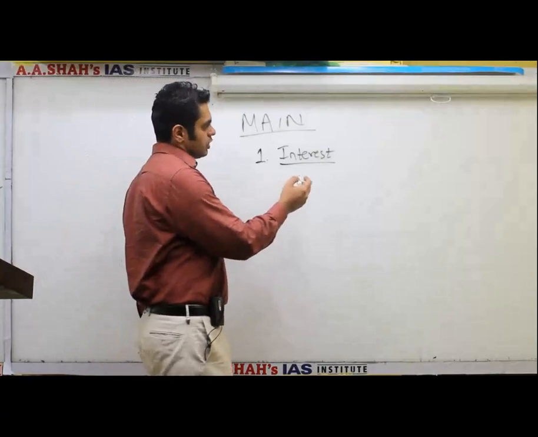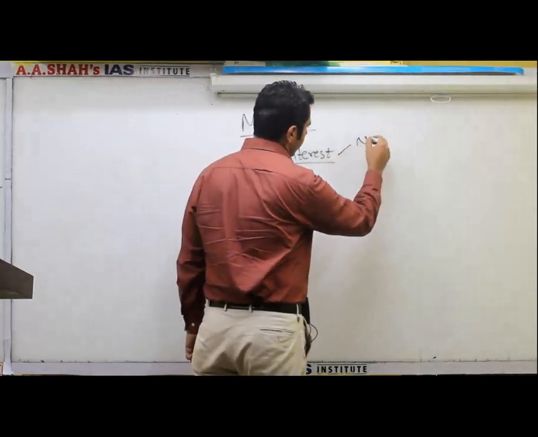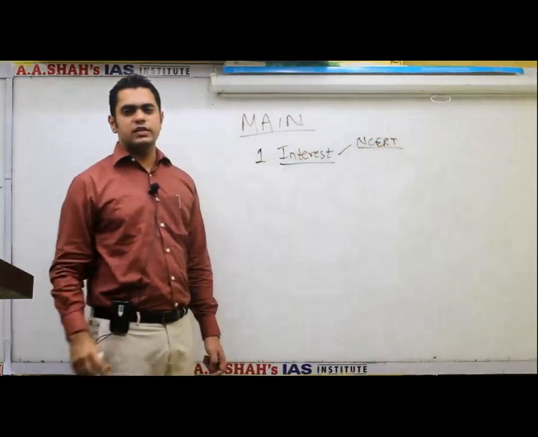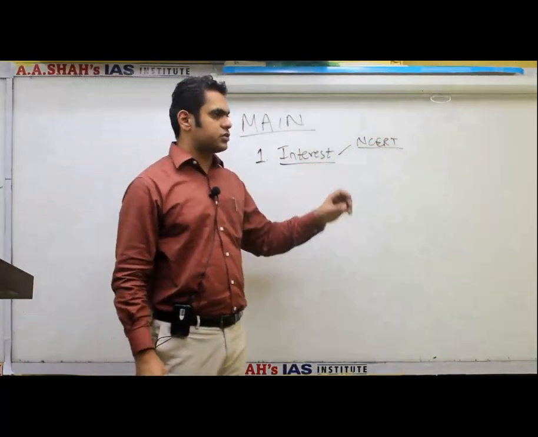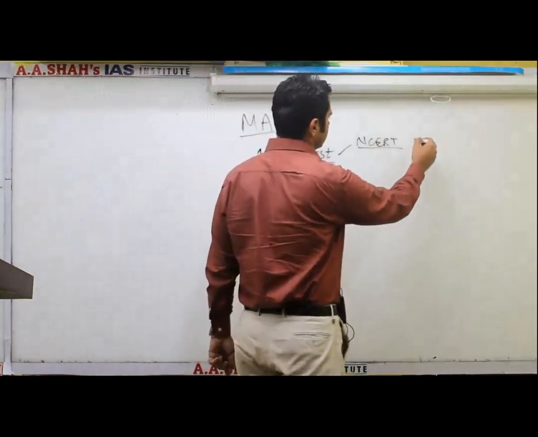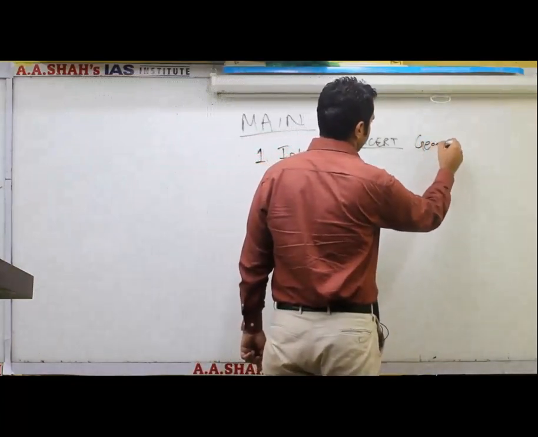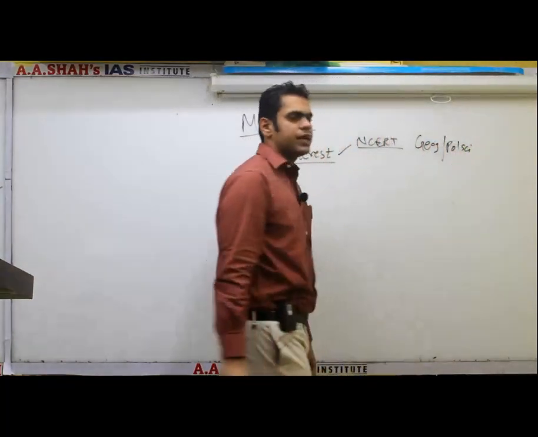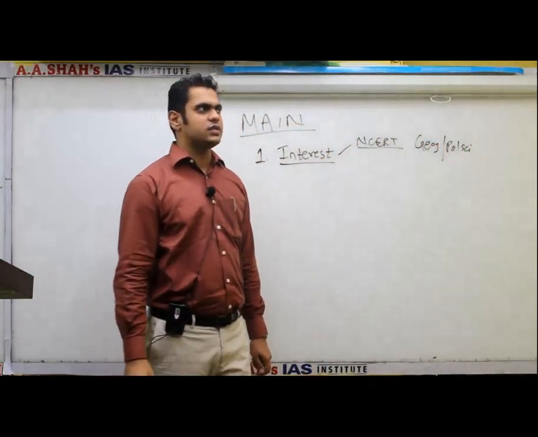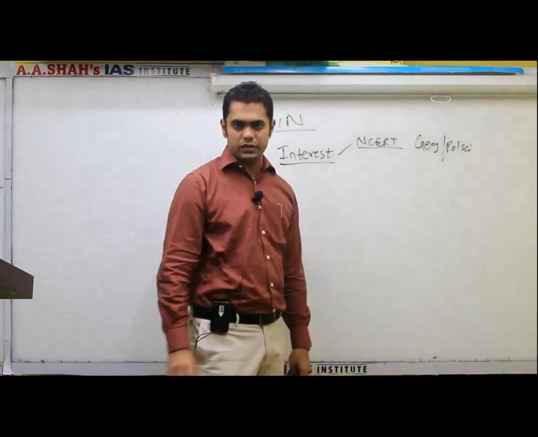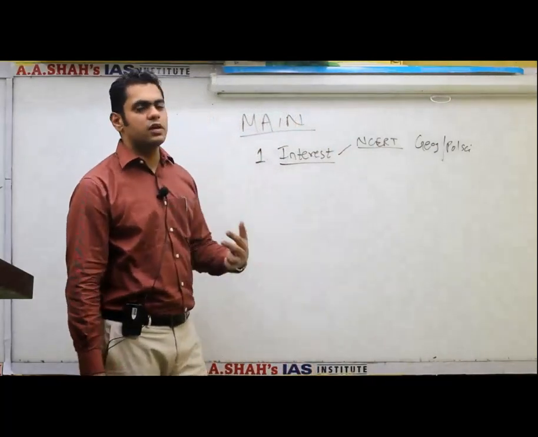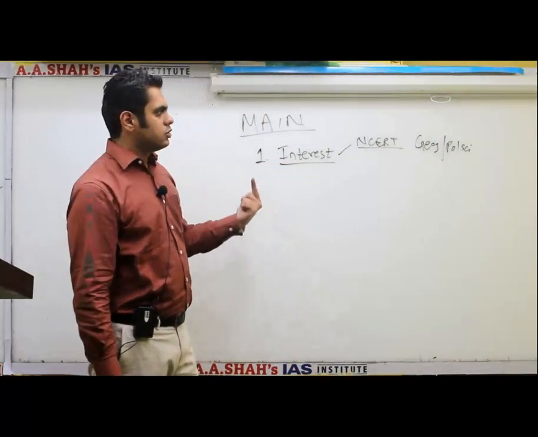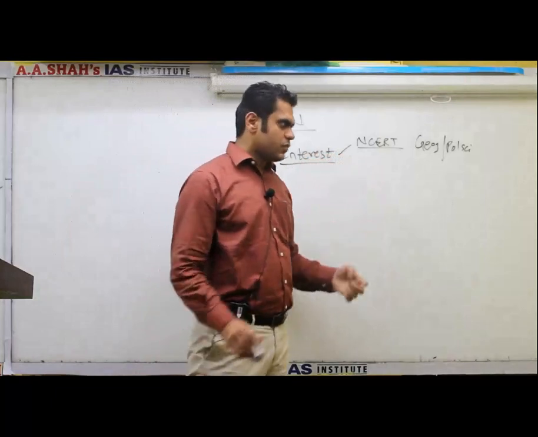Now, there are various things you can do. You should first go through the NCERT of your optional. So, suppose you are interested in geography or political science, just go through the basic 11th and 12th standard NCERTs. Just go through the first few topics and you will come to know whether you are really enjoying reading it or you are not enjoying it. This is the first thing.